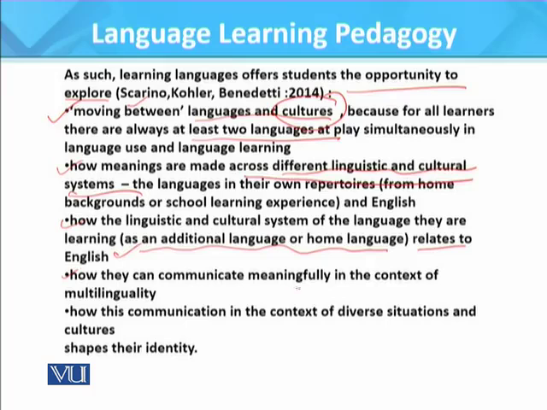Then how they can communicate meaningfully in the context of multilinguality, where more than one language is being spoken, and how in that particular context one language can still be used meaningfully. How this communication in the context of diverse situation and culture shapes the identity. So basically, since language represents identity, it is the task of the learner to know how, in a diverse situation, the explanation or the communicative process can help the learner in shaping his or her identity.